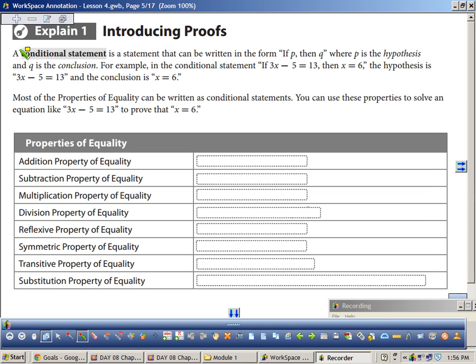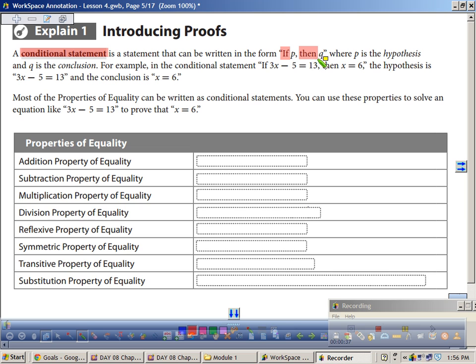Okay, so a conditional statement is a statement that can be written in the form if P, then Q. So if you see these two words, if and then, it's a conditional statement, where P is the hypothesis and Q is the conclusion. It sounds really complicated, but it's not. A conditional statement would be, if my heart is beating, then I'm alive. Right? That would be a conditional statement.